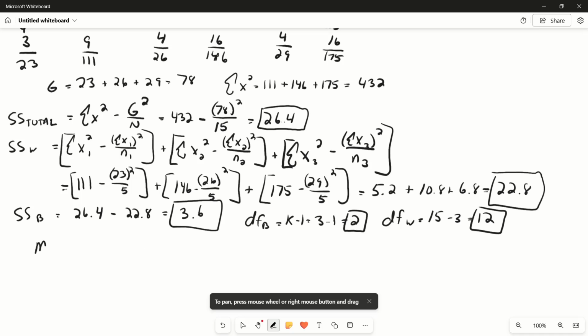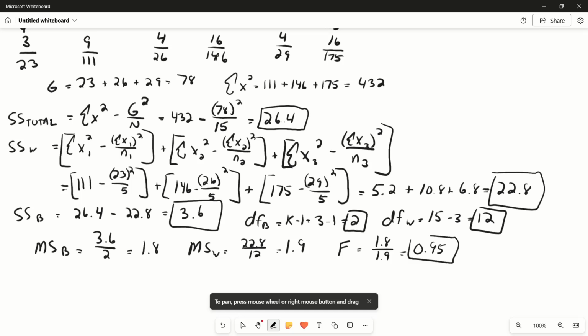Now I can set up my mean squares between as equal to my sum of squares between divided by my degrees of freedom between, and that gives me 1.8. And my mean squares within is my sum of squares within, 22.8, divided by degrees of freedom within, which is 12. 22.8 over 12 gives me 1.9. And my F ratio is going to be 1.8 divided by 1.9, which is equal to 0.95.